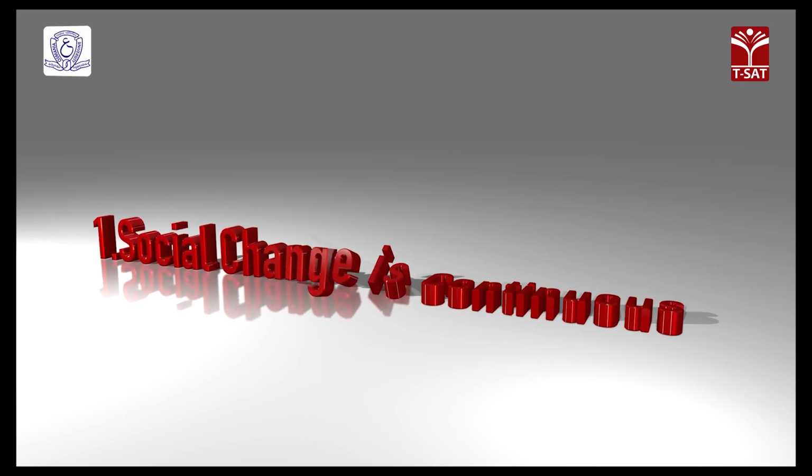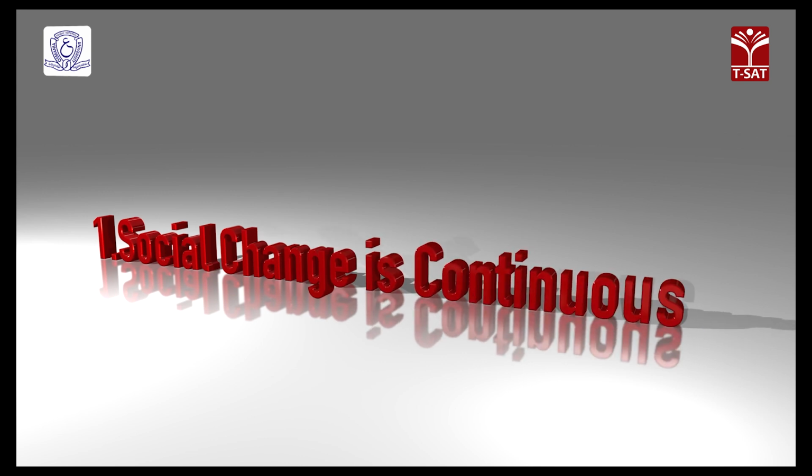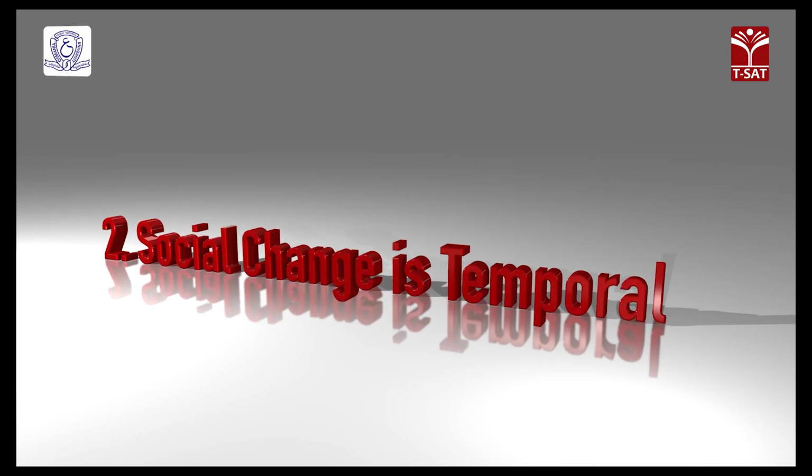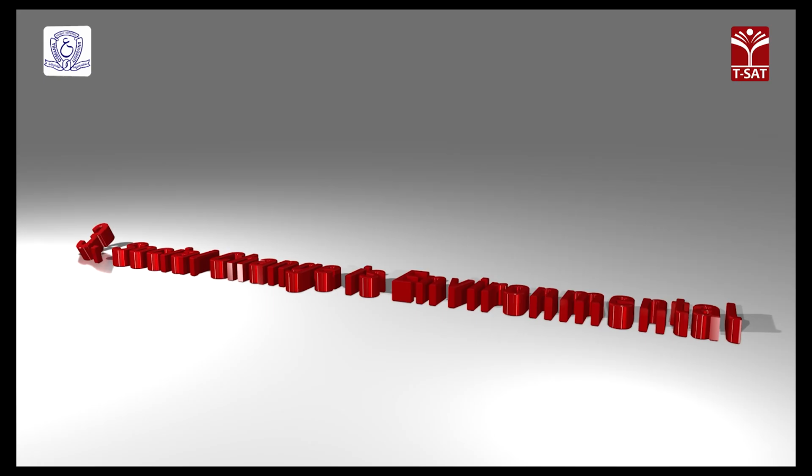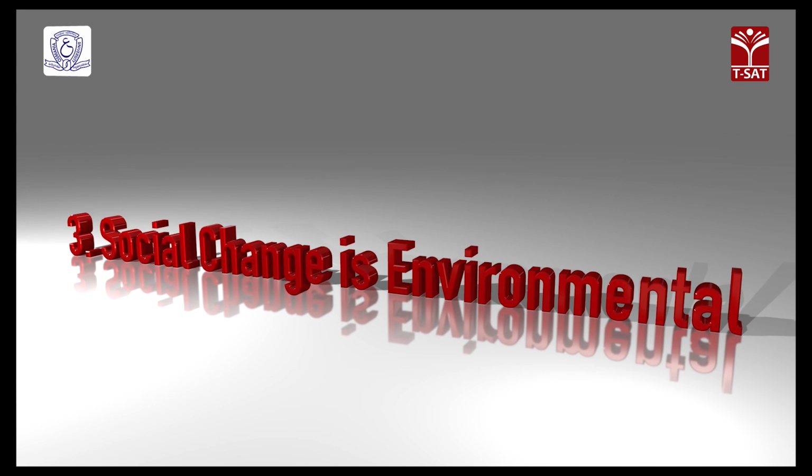Now let us discuss about the nature and characteristics of social change. Social change is continuous. That means society is undergoing endless changes. Social change is temporal. Change happens through time. Social change is temporal in the sense it denotes the time sequence. Social change is environmental. It must take place within a geographic or physical and cultural context.